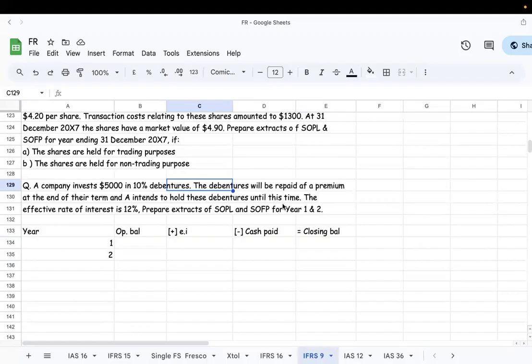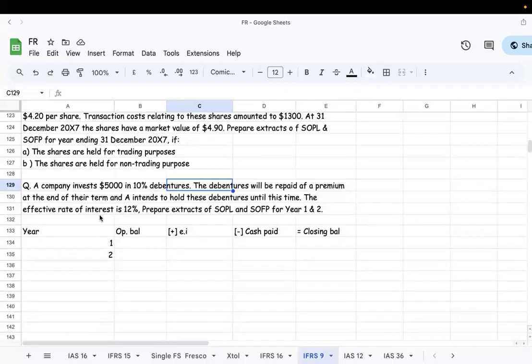Now, the effective rate of interest is 12 percent. Prepare extracts of the SOPL and SOFP for the years ended 1 and 2. Clear? Now, this is debentures, right?